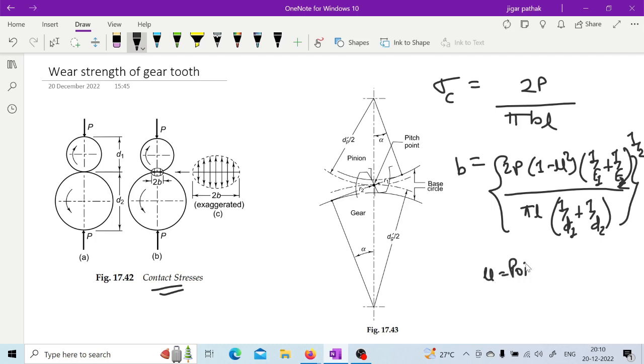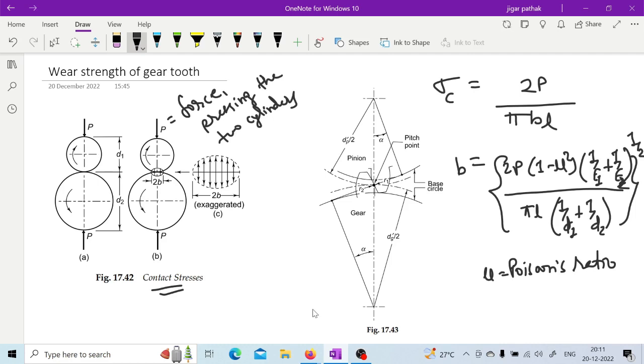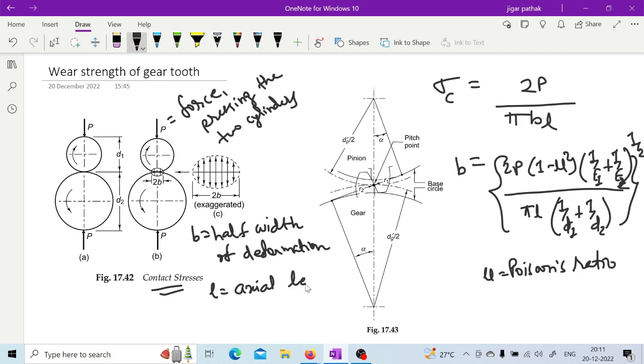This mu is nothing but Poisson's ratio. This P is the force pressing the two cylinders, as it is mentioned. And b is the half width of deformation; here the width is 2b, so b is the half width of deformation. And L is the actual length.